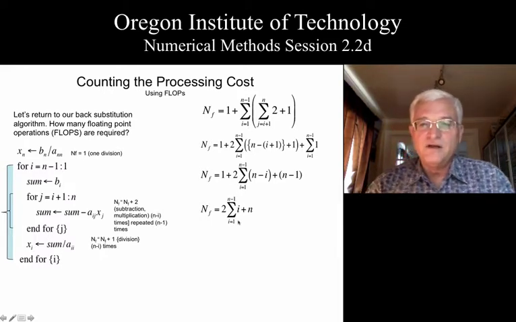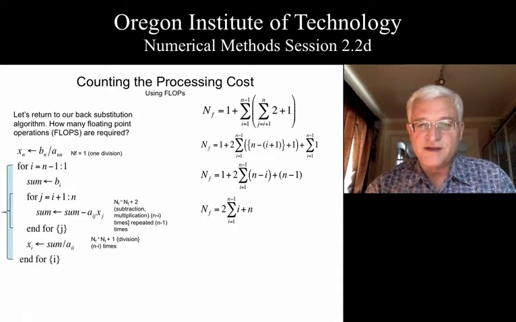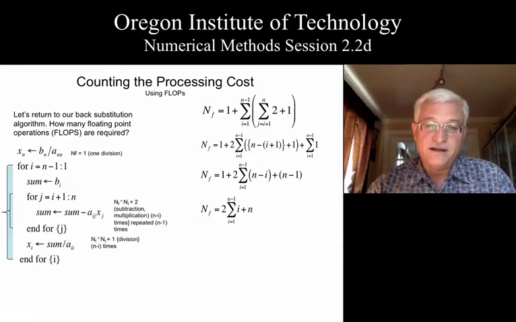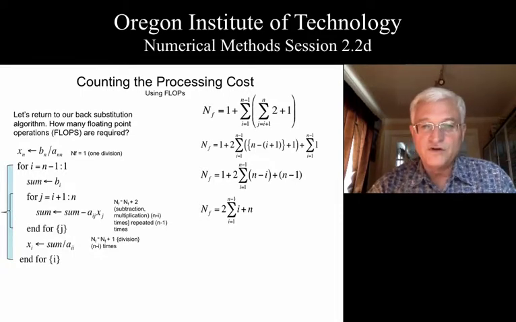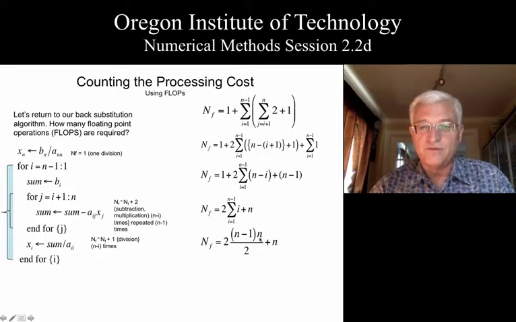If you remember from the beginning part of this class, we were adding up integers, and we know how to add up the first n integers. That was n times (n plus 1) over 2. Well, now we're adding up the first n minus 1 integers, so that must be (n minus 1) times n over 2. So we can replace that summation with that formula that we're familiar with.